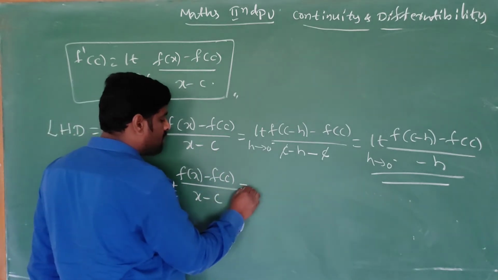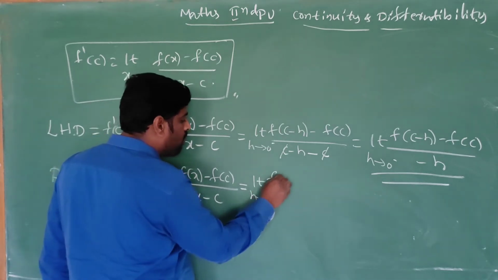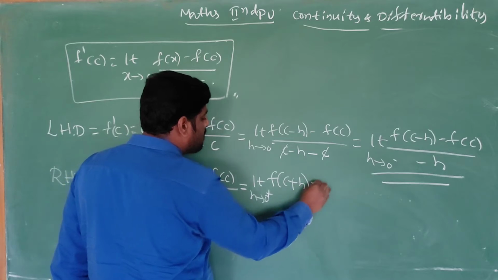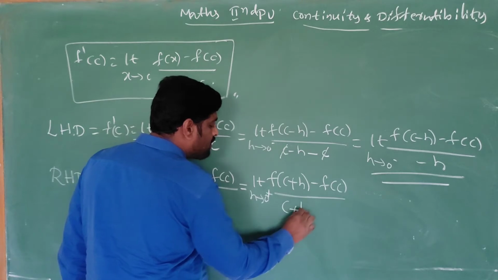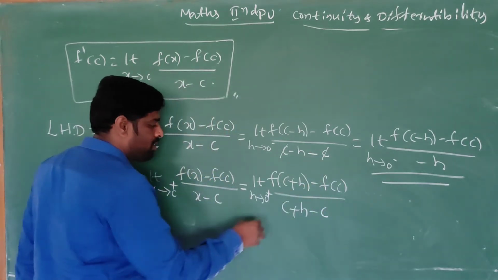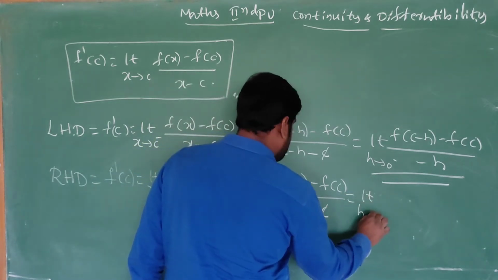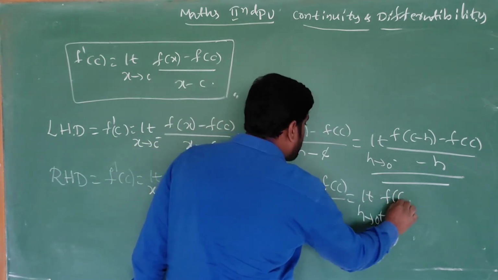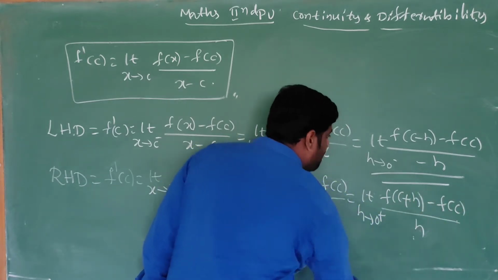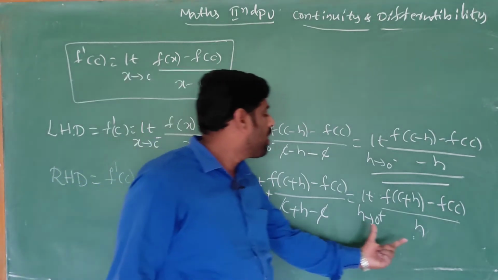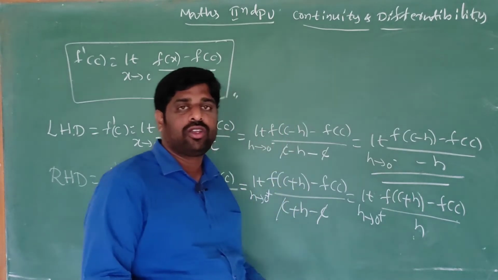This can be written as limit h tends to 0 plus, f of c plus h minus f of c divided by c plus h minus c. C cancel. Limit h tends to 0 plus, f of c plus h minus f of c divided by h. This is called right hand derivative. So this is called left hand derivative.